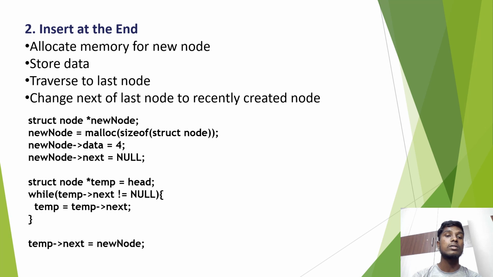If we insert an element at the end, we also store the data, traverse to the last node, allocate memory for a new node, and change next of the last node to the recently created node. The recently created node becomes the next node when we put an element at the end of the linked list. So this is also a small code for insertion at the end.